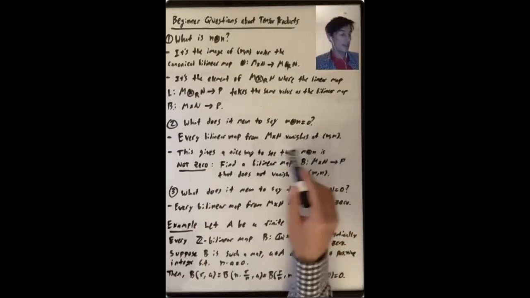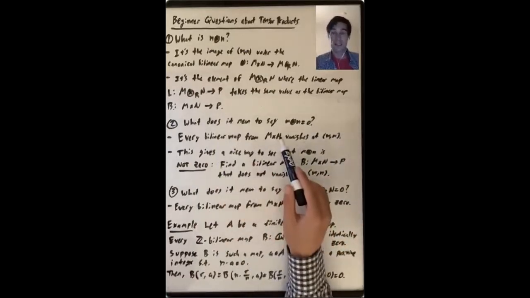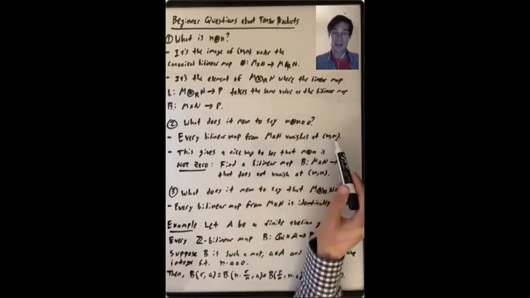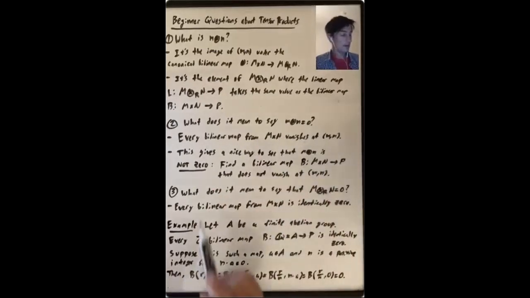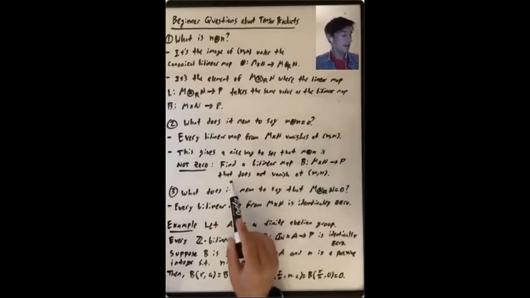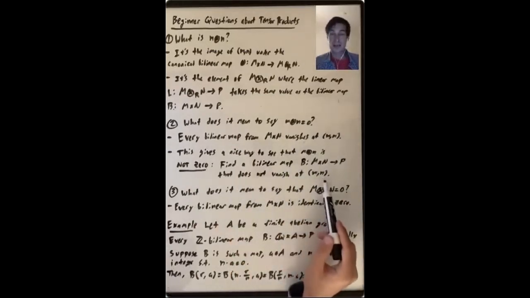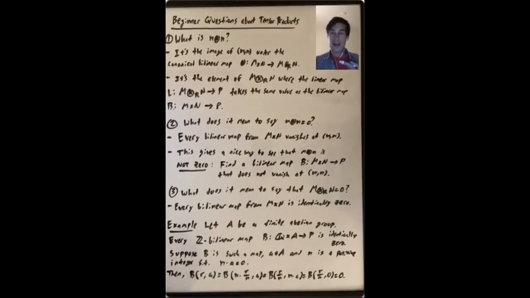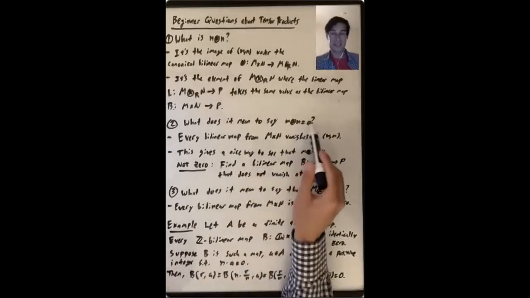If being 0 means that every bilinear map from M cross N vanishes at (m, n), then to see that it's not 0, all we need to do is find one bilinear map, B, from M cross N to P, that does not vanish at (m, n). That means that m tensor n is not 0.